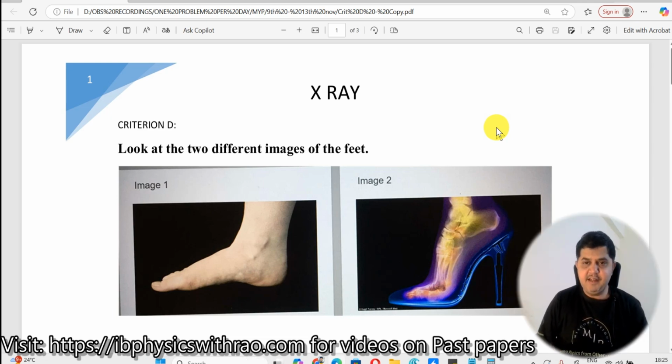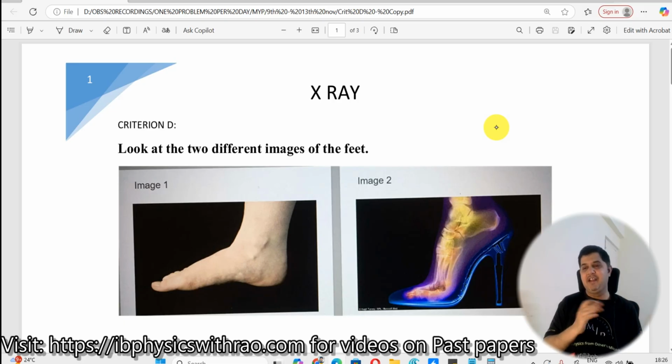Okay, criterion D. This question is on electromagnetic radiation, especially on X-rays. When you just read this question, you feel, hey, how come something related to arts has been given to it? So totally confused. That's the way the MYP questions are. Interdisciplinary anything, but you need to look at it from a different angle. From a science point of view, from a physics point of view, you need to look at it.